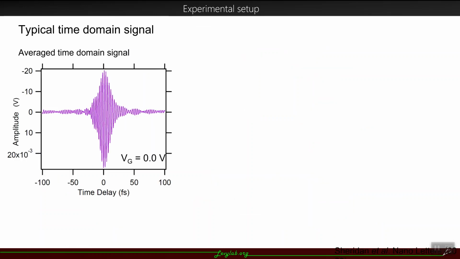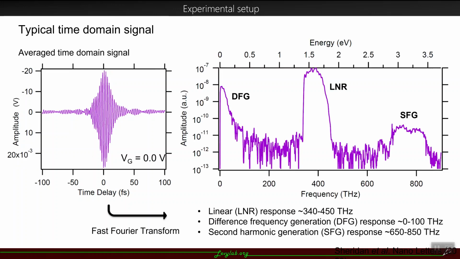Here's a typical time delay signal. The x-axis is the time delay between the two pulses, and the y-axis is the amplitude of our response. Usually we look at the corresponding power spectrum, so we take a fast Fourier transform, and here are typical regions of interest in this power spectrum. We have the linear response, that's the response of the junction at the input frequencies, which are in the visible to near infrared. And then we also have a difference frequency generated response in the terahertz range and a sum frequency generated response.